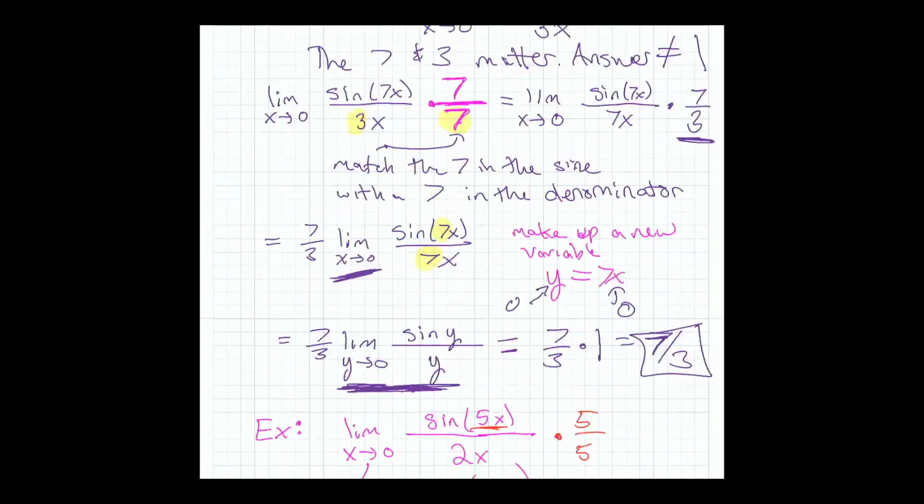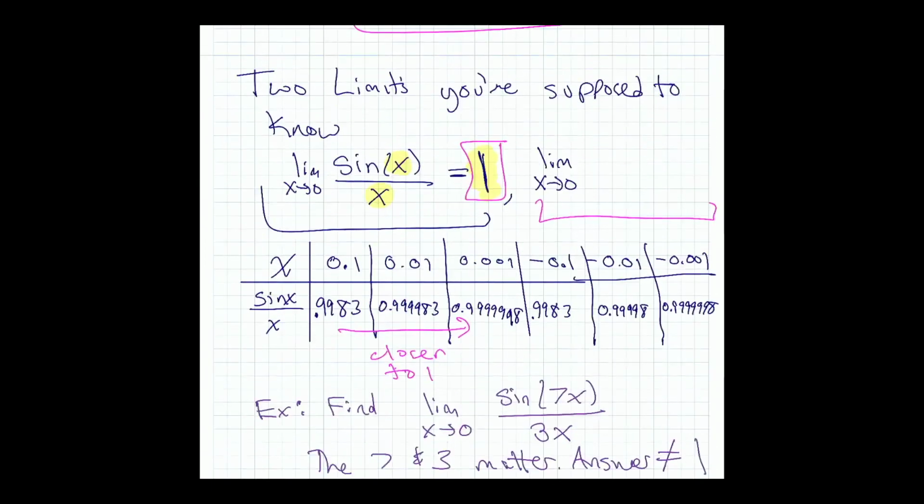Let's scroll up. Let's look at the other limit that I said you need to know. So the other limit that you need to know is this one: the limit of 1 minus cosine x over x. And what is that one? That one is 0. Okay? That one is 0.